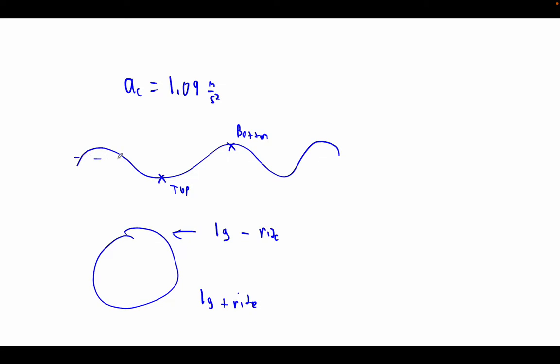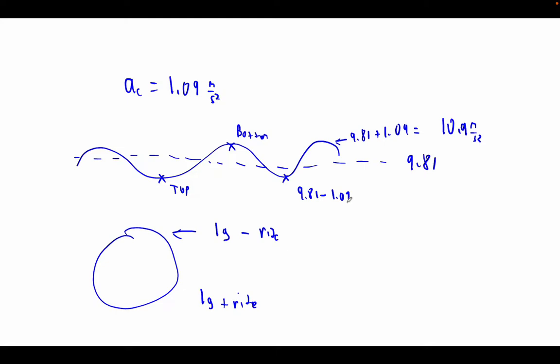So sort of running through the middle of this is 9.81. And this should be 9.81 plus 1.09. We expect those maximum g-forces to be about 10.9. And then the minimum here should be 9.81 minus the 1.09. So 9.81 minus that guy should be about 8.72.